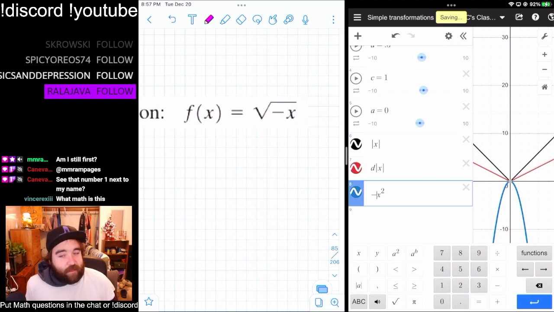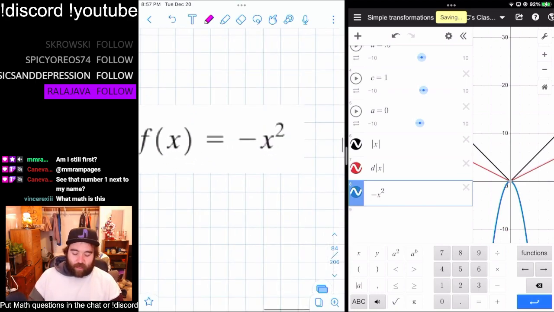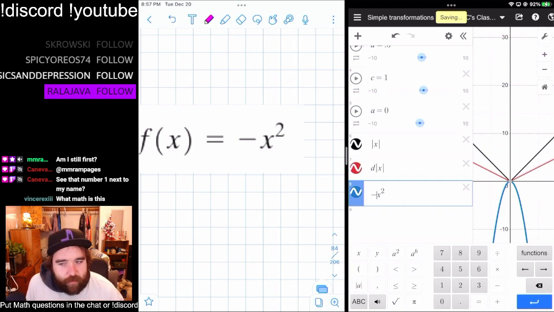You just know if it's on the inside, it's done to the x, which means it's going side to side if it's directly on the x, and if it's not done directly to the x, it's talking about up and down. And now, how do you know that this one in particular is directly to the x?